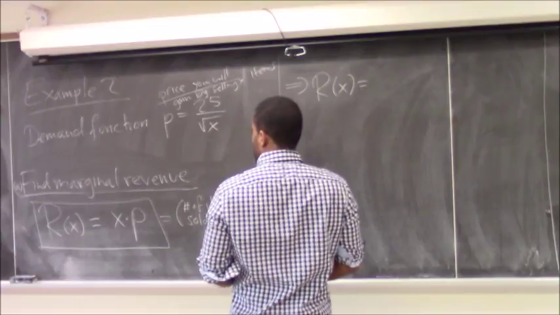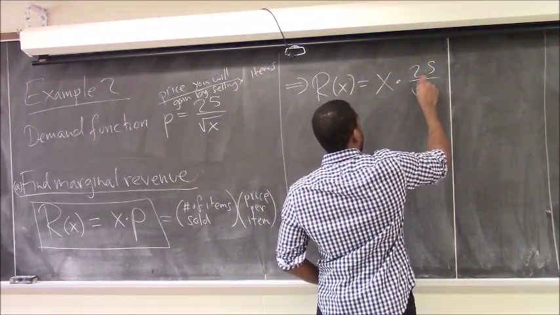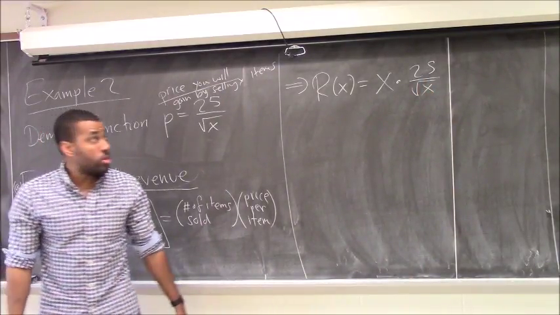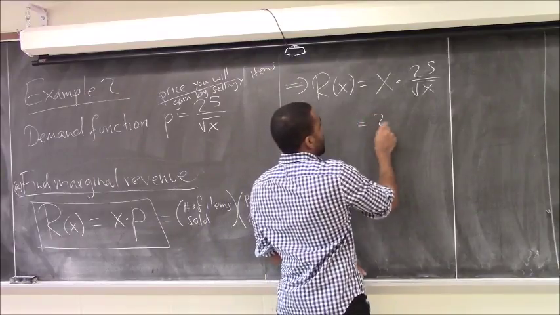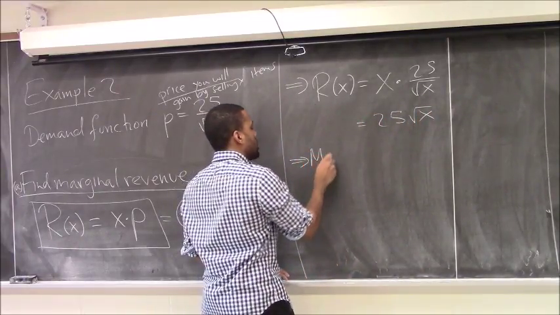X times 25. So just plug that in, it'll be x times 25 over radical x. Right, so if I know the price, just multiply it by x, that gives me the revenue. Or in other words, that becomes 25 radical x. So this means, what is my marginal revenue?